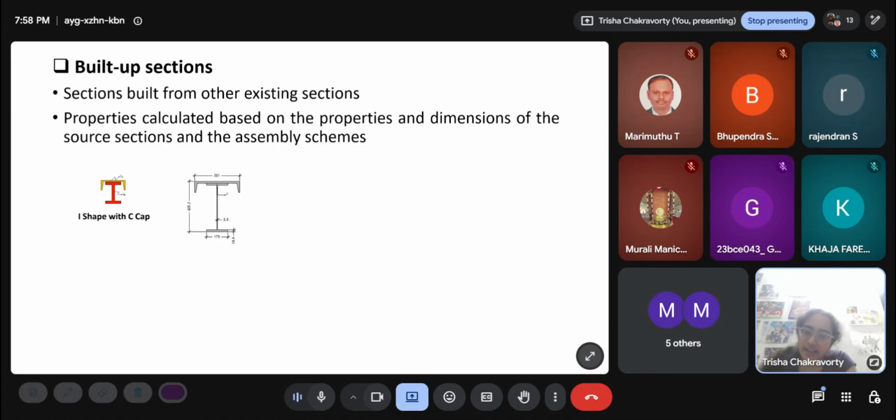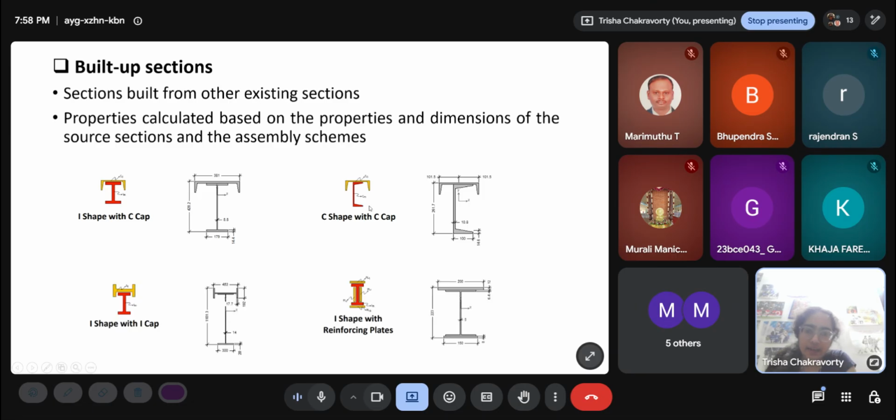So suppose I see that the I section is failing, but I don't want to give a larger I section. I just reinforce it with a C here. If I see that this is going to be sufficient, I have to connect these two though. Like during construction, you have to weld or bolt them together. A C section with a C cap, an I section with an I cap. Then this is an I shape with reinforcing plates. So you have an I section and then you put two plates on top and bottom. So you reinforce the flange.